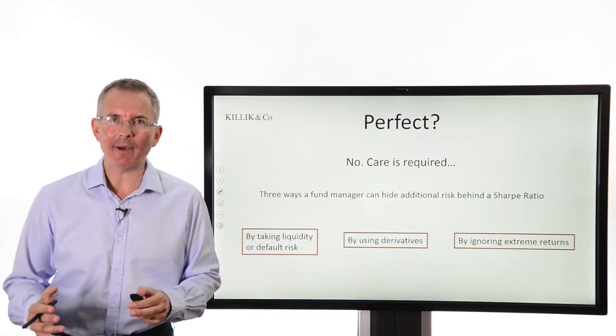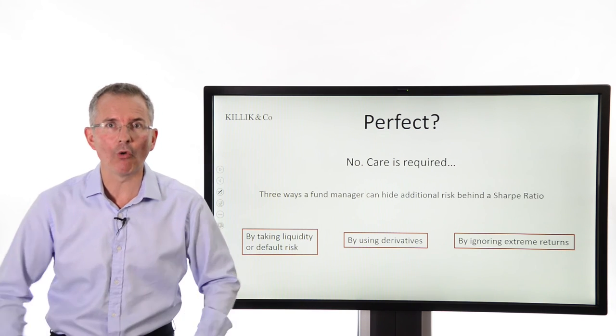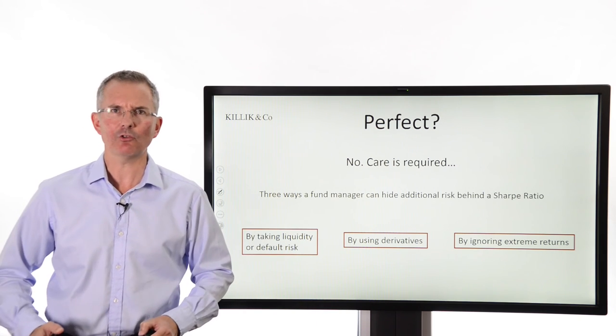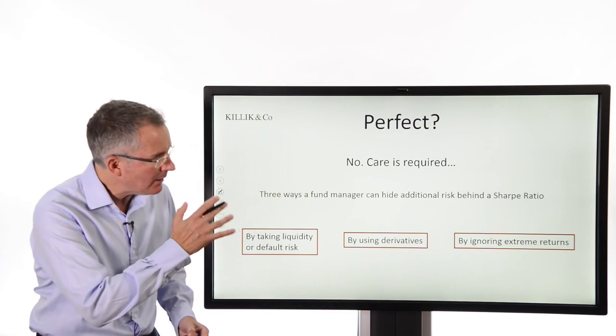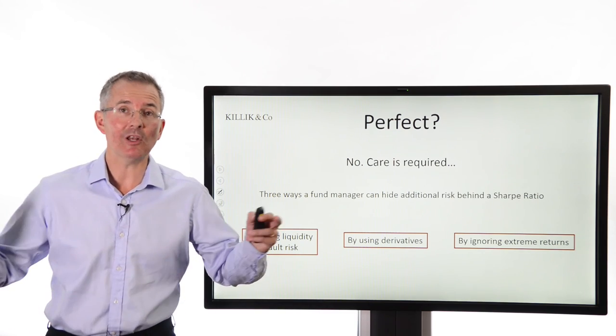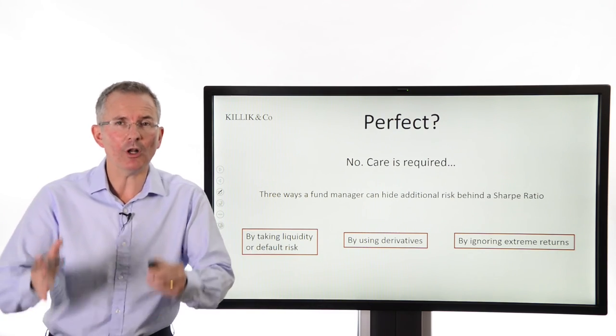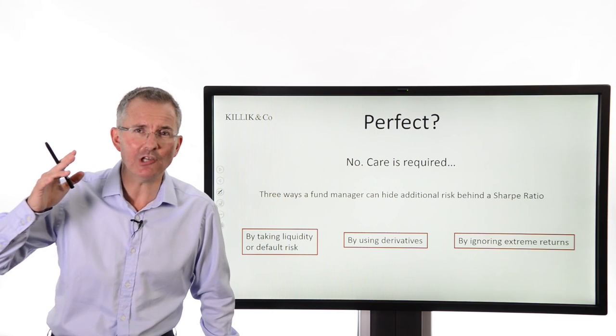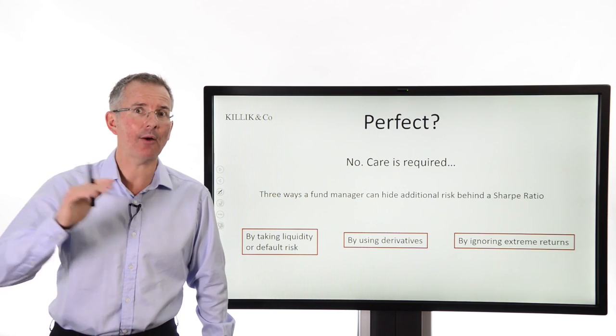And if a fund manager chooses to publish a number by ignoring extreme returns on the basis they're extreme and distort the numbers, then you may get a slightly different answer to if you've included them. So you do need to do some homework. Look under the bonnet. Not only find out what the Sharpe ratio is, but find out how it's been calculated.